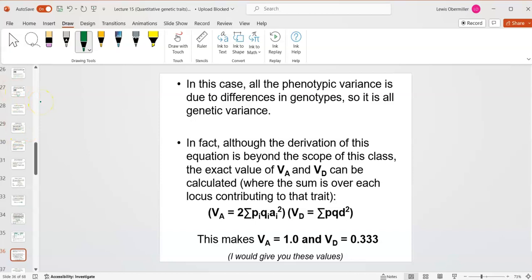So we're not going to calculate the values here. I'm not going to show you how to calculate VA and VD, except for rearranging the equation. In this previous example, if we did the math, we would find that VA, the additive variance, is 1, and the variance due to dominance is 0.333. Again, I would give you these values. I would not expect you to calculate these values from a data set.